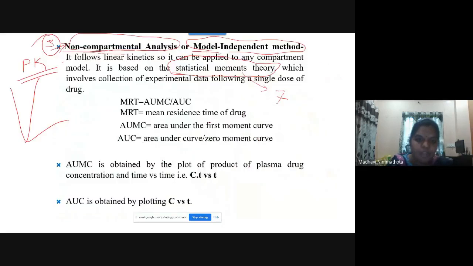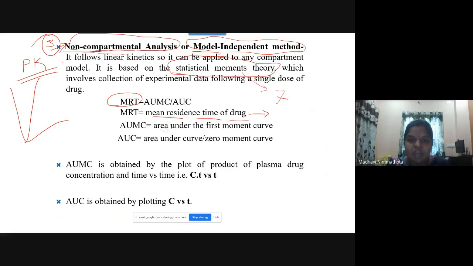The statistical moment theory will give the MRT. MRT is the mean residence time of the drug. That means how much time your drug resides in your body. It explains the residing of your drug in your body. These are very, very important. MRT is the mean residence time, which equals AUMC divided by AUC.